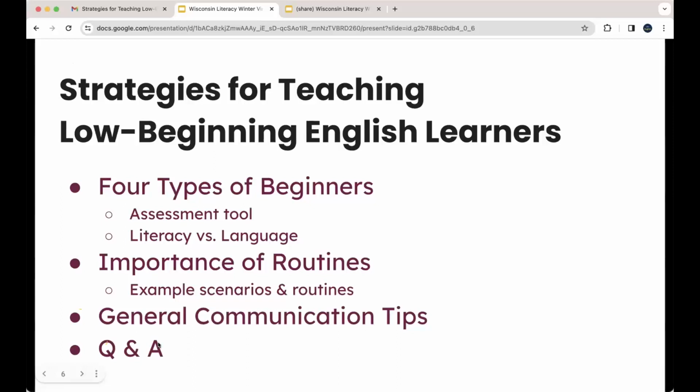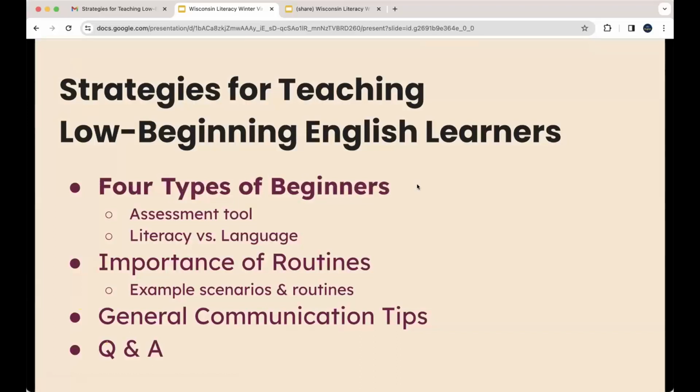We do have someone watching the chat. If you want to put a question in during the presentation, if that's a relevant question, that question can get addressed during the presentation as well. All right, so let's start by talking about different types of beginners.